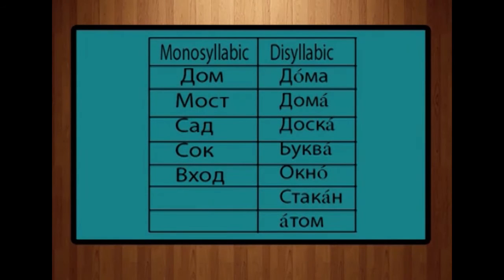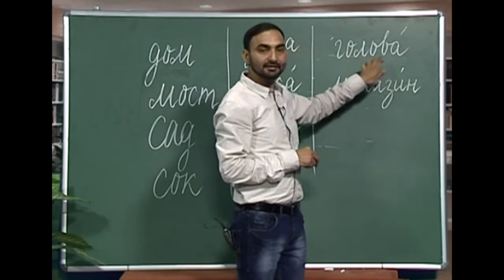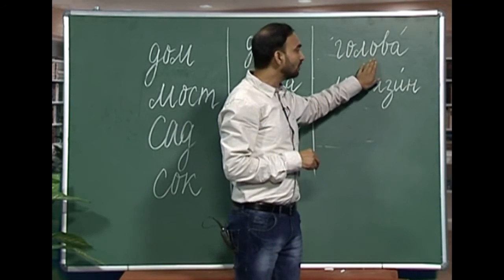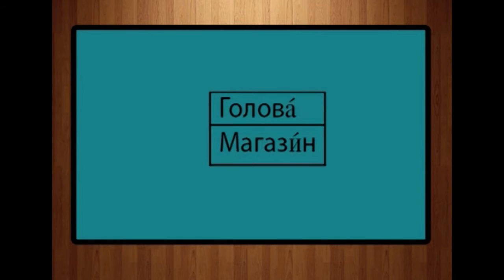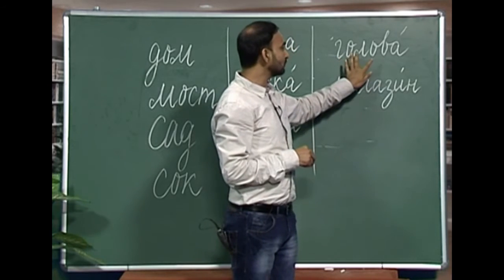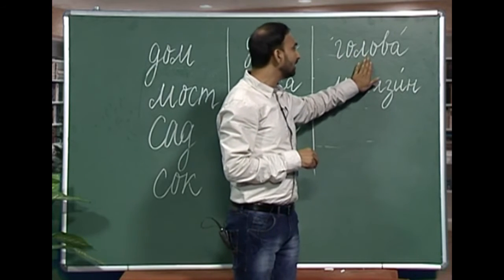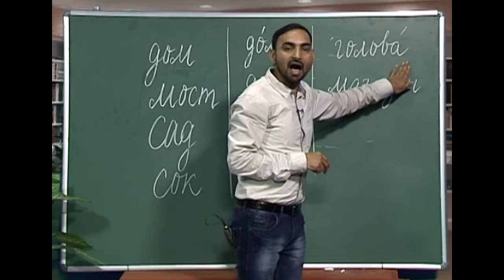Now come to the third group of words. How many vowels are there? G, o, l, o, v, a, and A is stressed and these 2 O are unstressed. So, these unstressed O will be pronounced as A. So, golova.